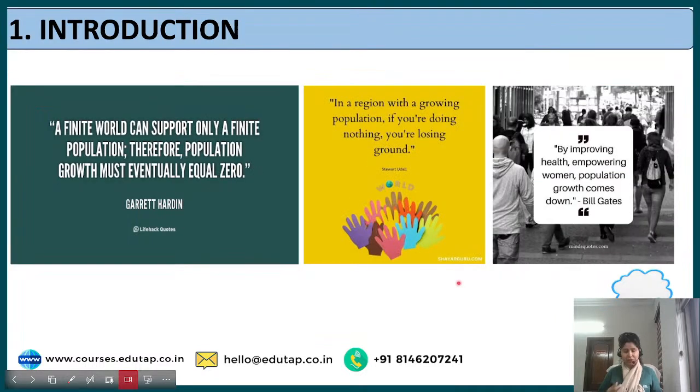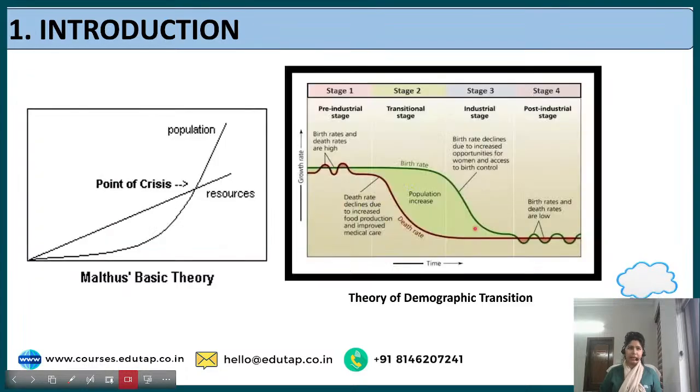So we'll try to practice more of such questions so that we are well prepped for all the aspects of the exam. So these are some quotes for you. You can definitely use them in various parts of your answer, especially in the conclusion and introduction. Then I have two theories for you which are related to population growth. If you have not covered these two theories as part of your static syllabus, kindly go back and cover them.